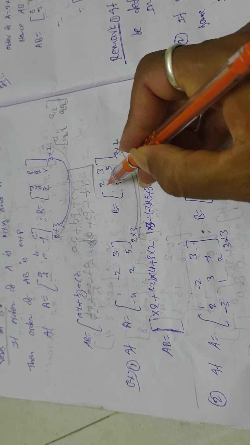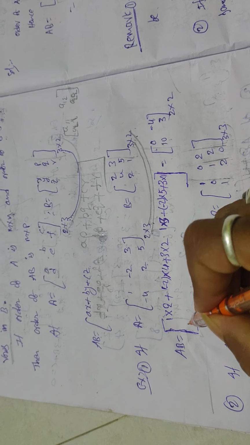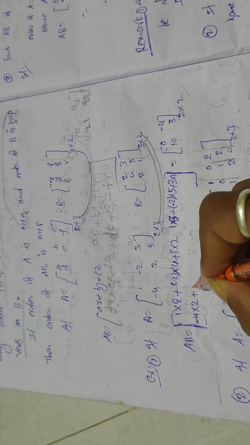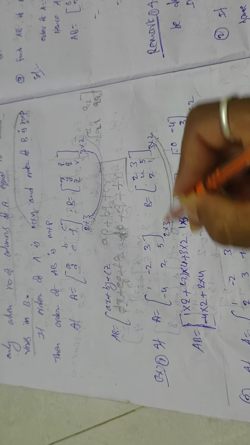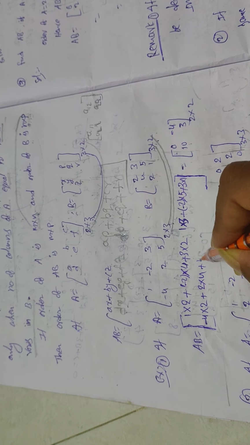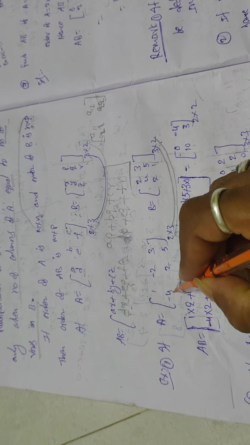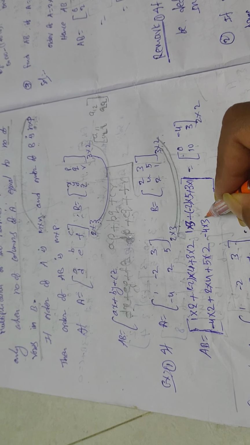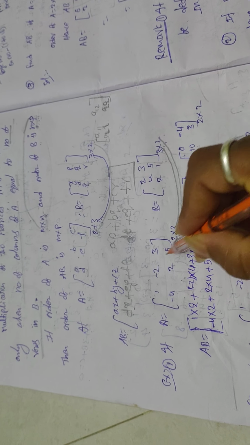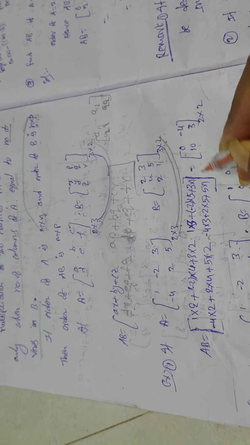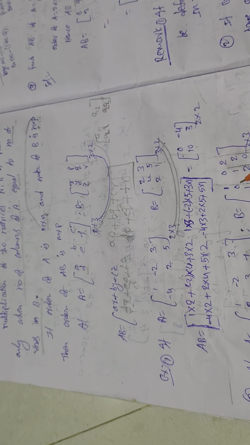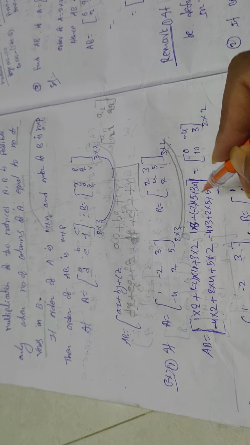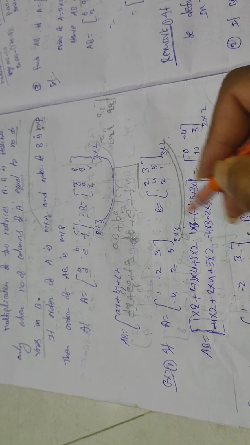Next, second row to first column elements. What about this? Minus 4 into 2 plus 2 into 4, this 2, this 4, plus 5 into 2. Okay. Next one is minus 4 into 3 plus 2 into 5 plus 5 into 1, over. Okay, this row to second column is also completed. There are no more columns, stop, and there is no more row, stop.